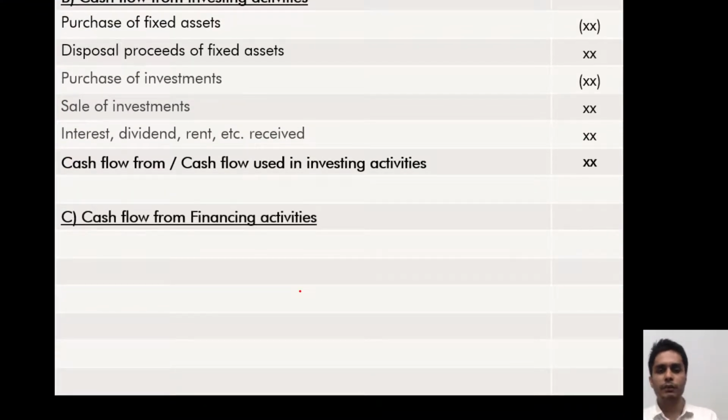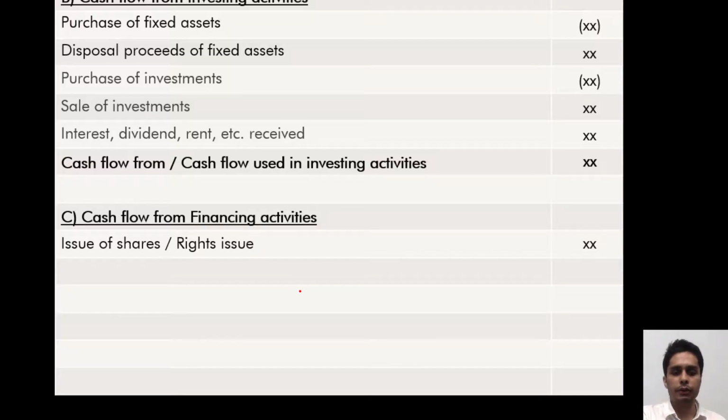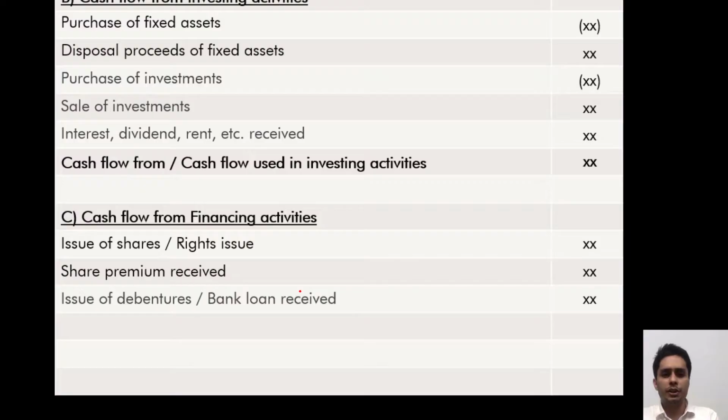And finally, we have the cash flow from financing activities. Financing activities include all transactions that cause a change in your capital structure, changes in the equity or the borrowings, and related transactions. Keeping that in mind, I'll show you some transactions that can appear in the cash flow from financing activities. Issue of shares. If the company has issued fresh shares, doesn't matter in the form of a rights issue, that will come as an inflow in the cash flow statement from financing activities. Share premium received. If shares are issued at a premium, that will also be included here. If fresh debentures are issued or bank loans are received, that will be an inflow in the cash flow from financing activities.